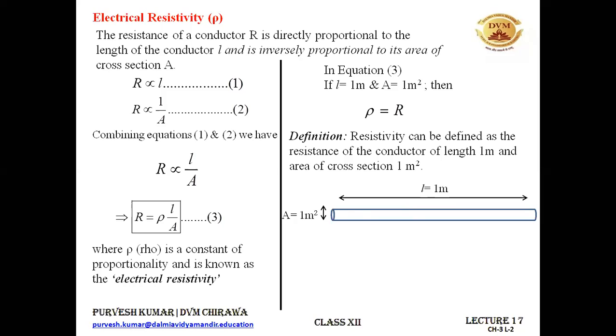This resistivity is a material property. It does not depend on the length and the area of cross section. Resistance depends on them, not the resistivity. Value of R for this wire is equal to rho. So that's how you need to define resistivity. Now let's find some expressions for this resistivity.